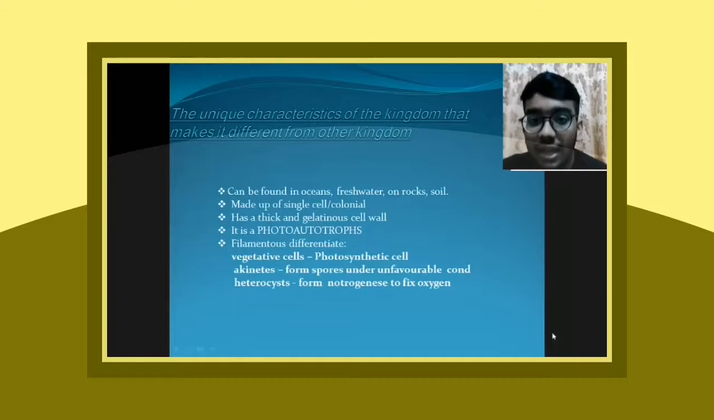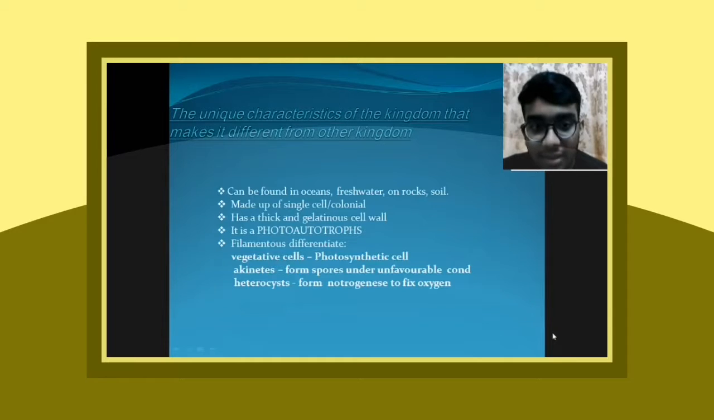The next unique characteristic of domain bacteria is that it is made up of a single cell, only one cell. The third unique characteristic of the domain bacteria is that it has a thick and gelatinous cell wall. Maksudnya di sini ialah cell wall ini diperbuat daripada bahan yang tebal. Sebab tu dia dimaksudkan sebagai gelatinous cell wall.